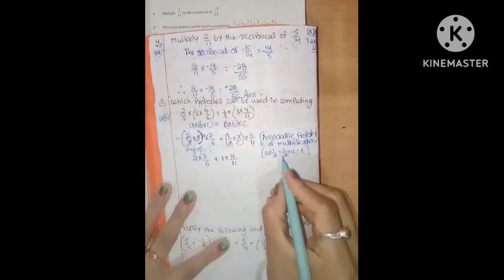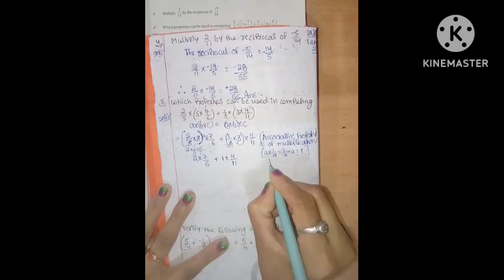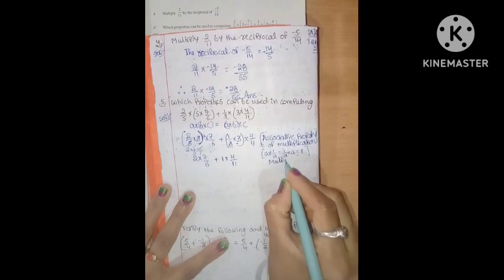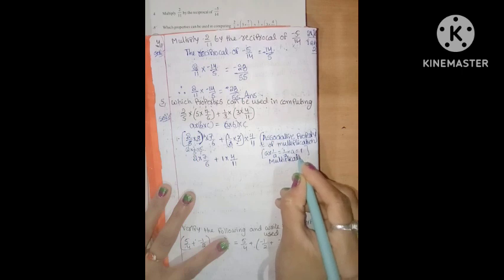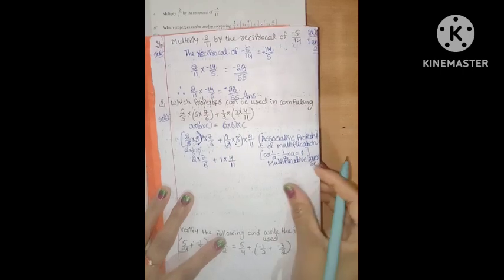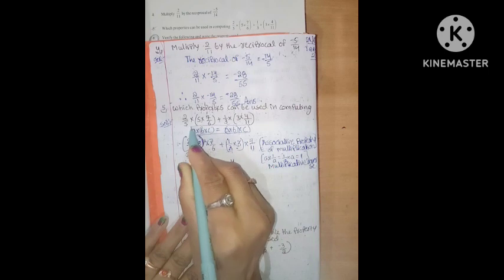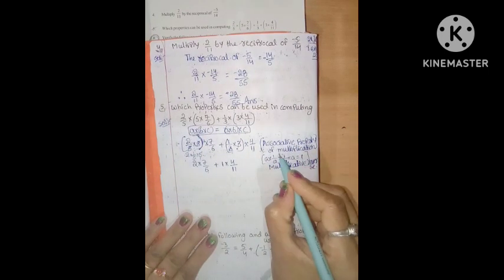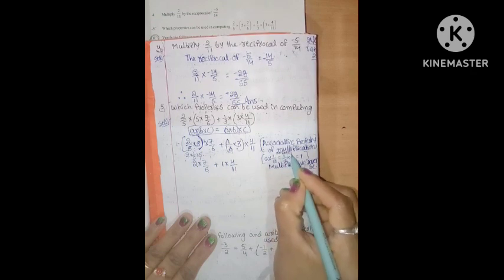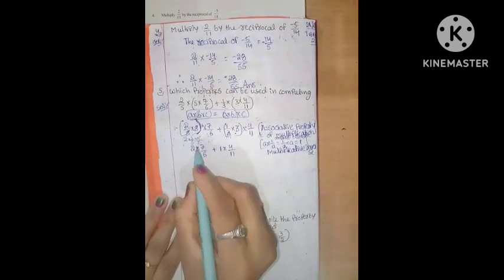Another property is also used in this product. So what is this other property? Multiplicative inverse. Okay, associative property means this one. Now simplify this one, Gagan Sai.